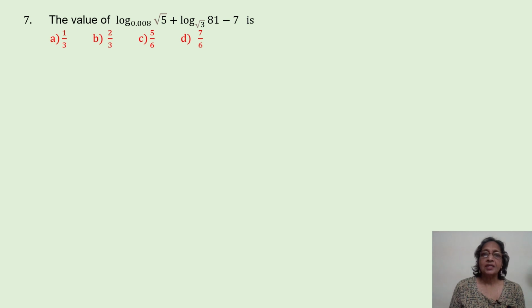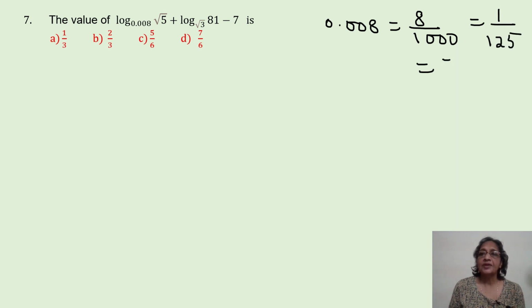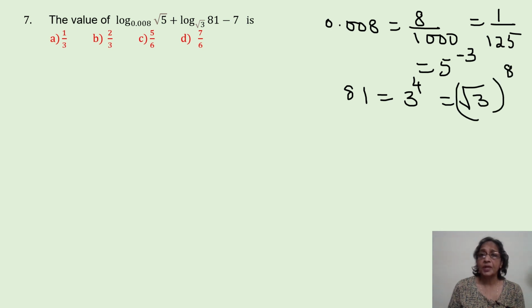Now here, if you see, we can write 0.008 as 8 upon 1000, which comes out to be 1 upon 125, and this can be written as 5 raised to minus 3. And 81 can be written as 3 raised to 4, which we can convert to under root 3 raised to 8. Why this under root 3? Because we have got an under root here.